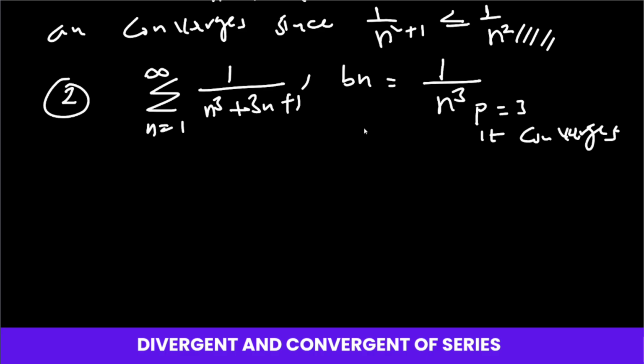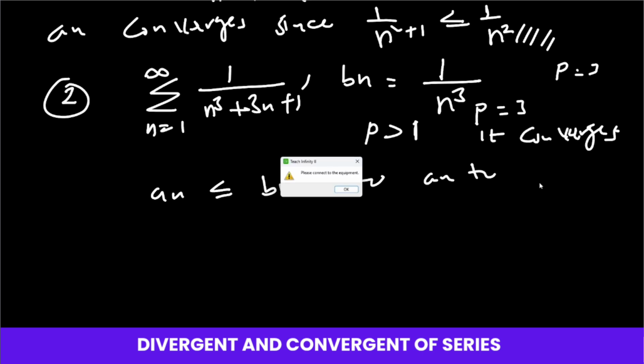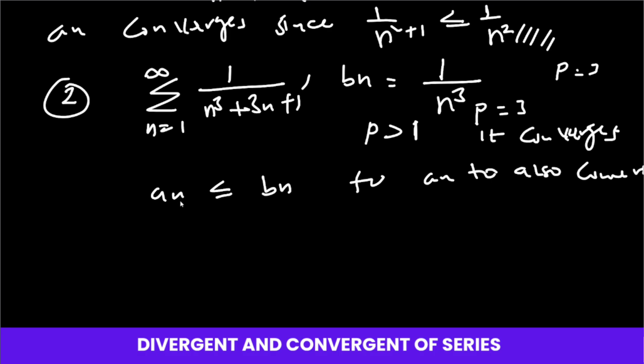Because we see that anytime p is greater than 1, we know p is equal to 3 here, and it will converge. So Bn converges. If Bn converges, then An should be less than or equal to Bn for An to also converge. Okay, so let's do that and see.